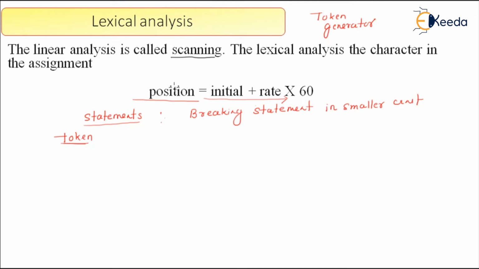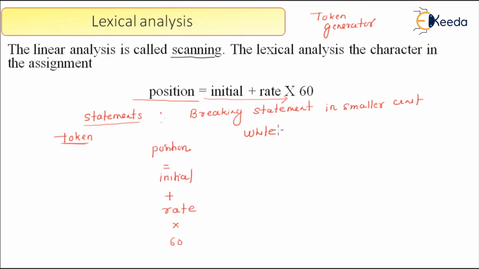So here, position is one unit, and then equal to is one unit, then initial is one unit, then plus is another unit, rate is another unit, multiplication is another unit, and 60 is another. So I have just divided this, and you can also say that this breaking down of a statement into smaller units is based on white spaces.